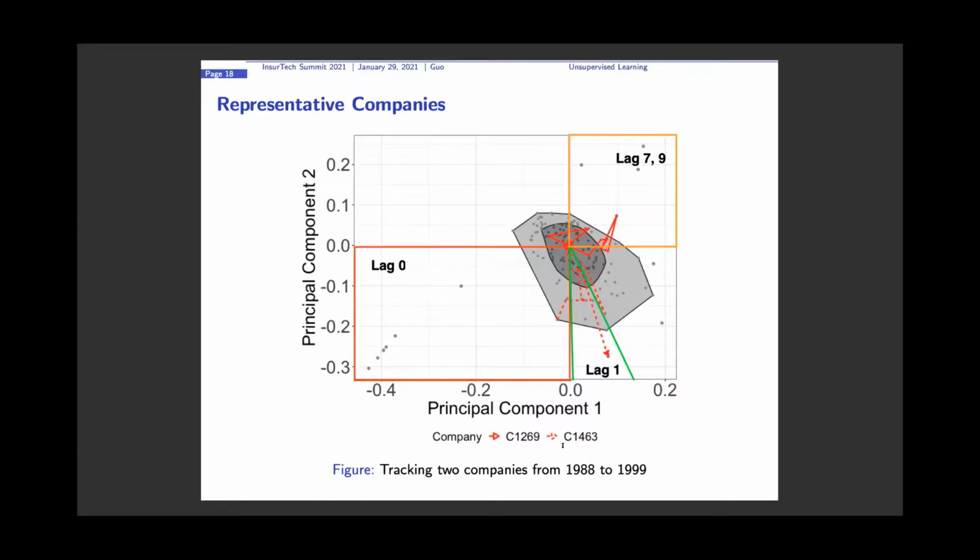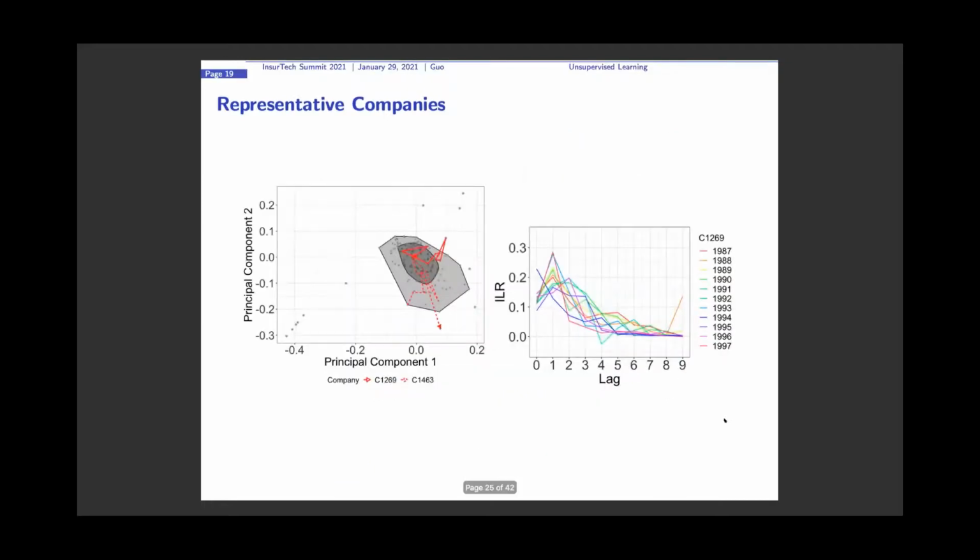Compared to the other company, which is in the dashed line, C1463, you can see that it's traveling almost exclusively in the lower region. And it suggests it's been having a high lag 0 and lag 1 ILR over time. Let's put side by side their actual functional development curves to make this illustration more clear.